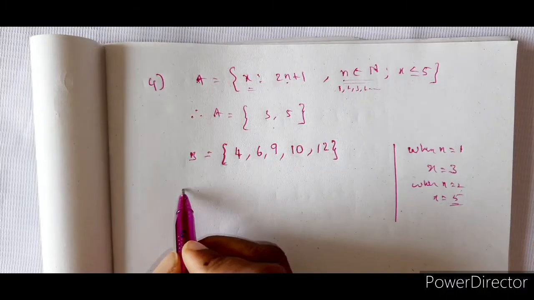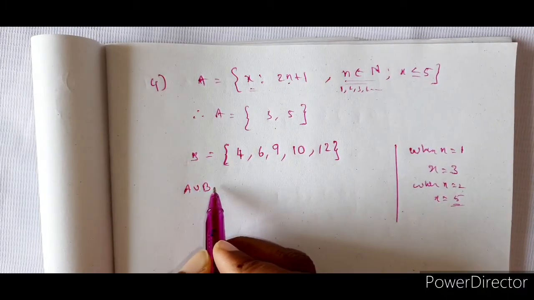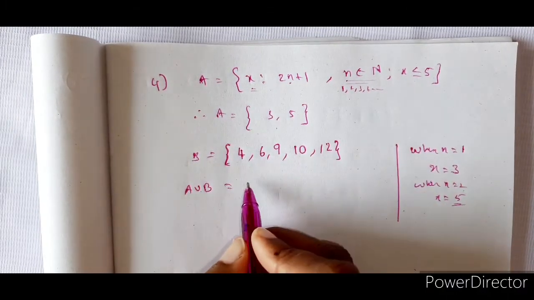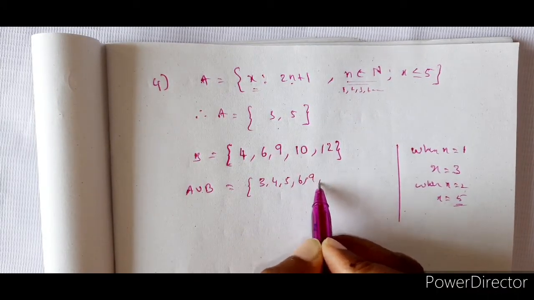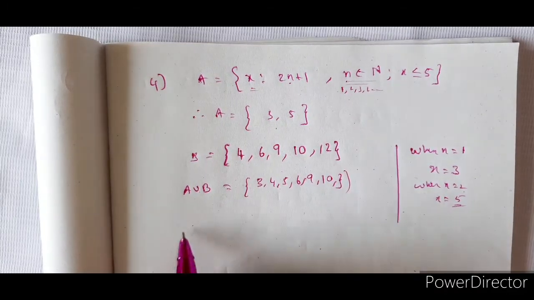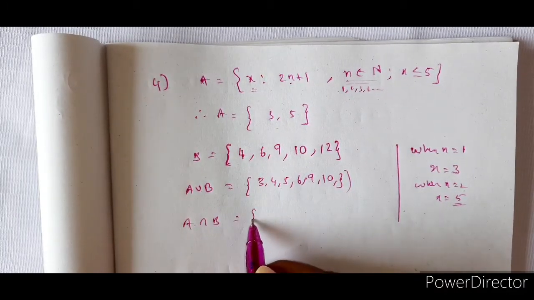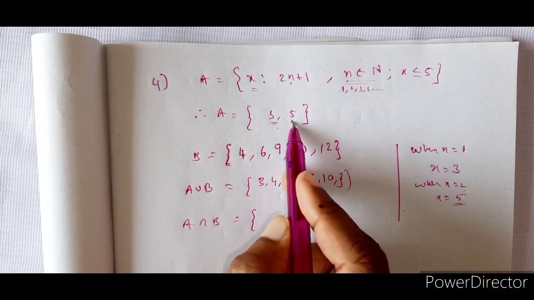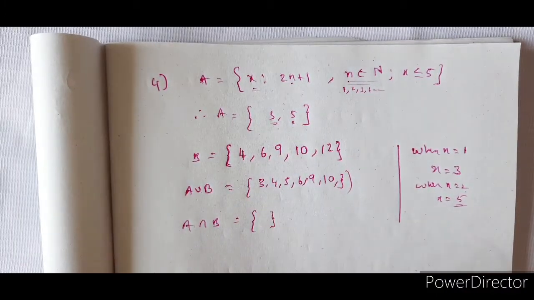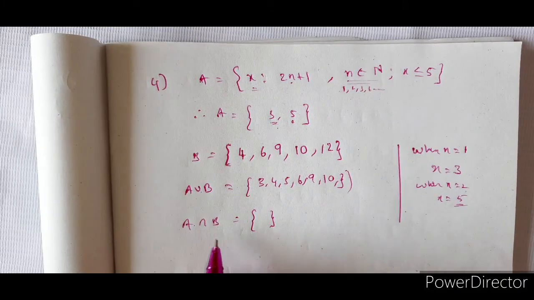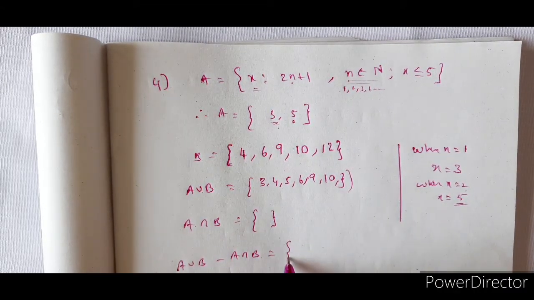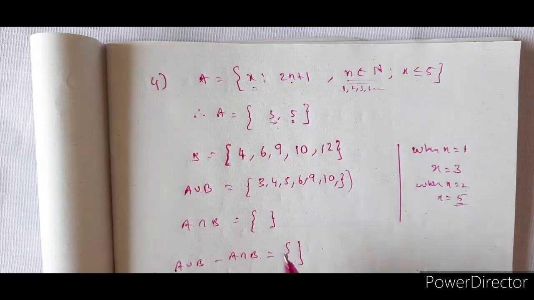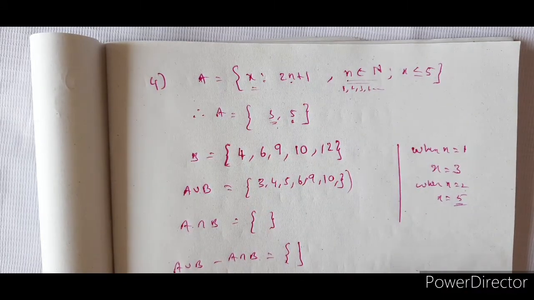Show that A union B. So first of all I need A union B, right? A union B is equal to 3, 4, 5, 6, 9, 10, 12. And A intersection B I want. What are the common elements that you have? Nothing. It's an empty set. So now A union B minus A intersection B is equal to the whole union, because what is common in both? Nothing.